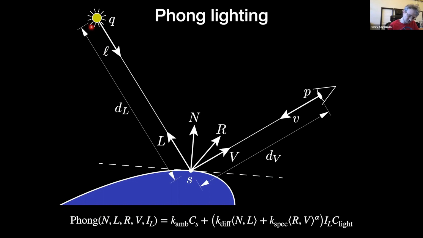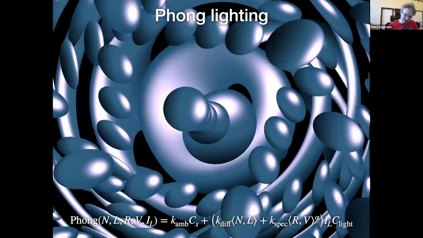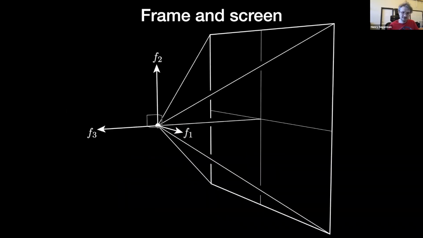And it gets messy, as I'll say in a second. There may be multiple ways to take a geodesic from this point back to the light source, and so you need to be able to deal with more than one geodesic there, which again adds to complexity. But there you go. So the extra thing you need for Phong lighting is, for a point and a light source, the set of geodesics going from that point to the light source.